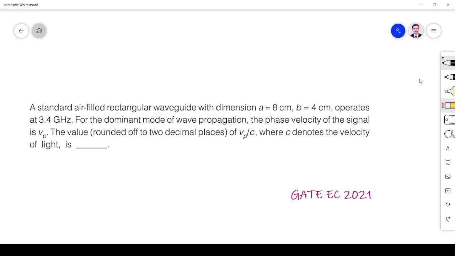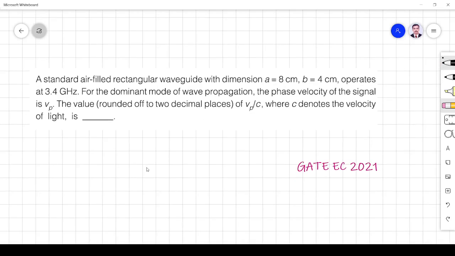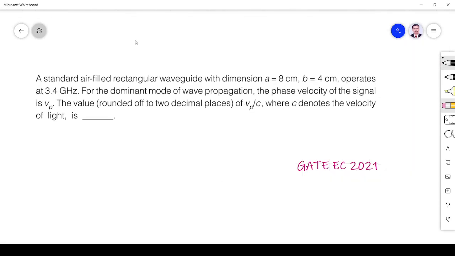Hi friends, in this video we are going to solve a waveguide related question asked in the GATE 2021 PC paper. The question is: a standard air filled rectangular waveguide with dimensions A is equal to 8 cm, B is equal to 4 cm operates at 3.4 GHz. For the dominant mode of wave propagation, the phase velocity of the signal is Vp. The value of Vp by C, where C denotes the velocity of light.